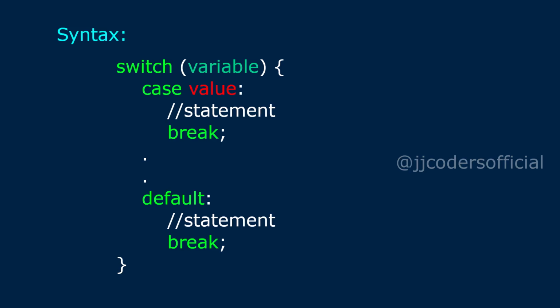The default block of the switch statement should be always added at the end of the switch statement. It's like an else block of the switch statement. If none of the above cases are satisfied, finally the default block will be executed. Let's see this with an example program.